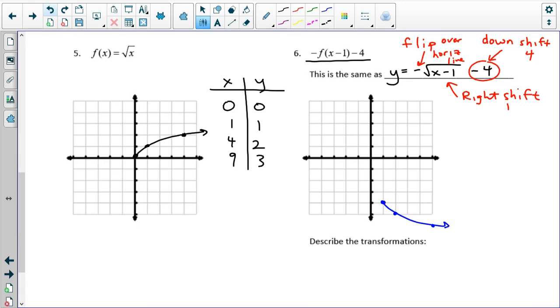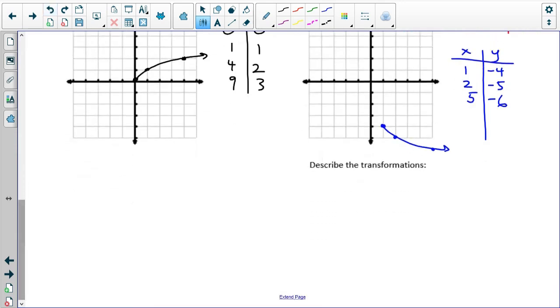Those are just my assumptions. So I'm assuming the point 1, negative 4 is on the graph. If I substitute in 1, I get negative 4. I'm assuming the point 2, negative 5 is on the graph. So if I substitute in 2, I get negative 5. And I'm assuming the point 5, negative 6 is on the graph. Based on my graph, when I substitute in 5, I get the square root of 4, which is 2. And then negative 2 minus 4 is negative 6. So my assumption was correct when all of those things happened.